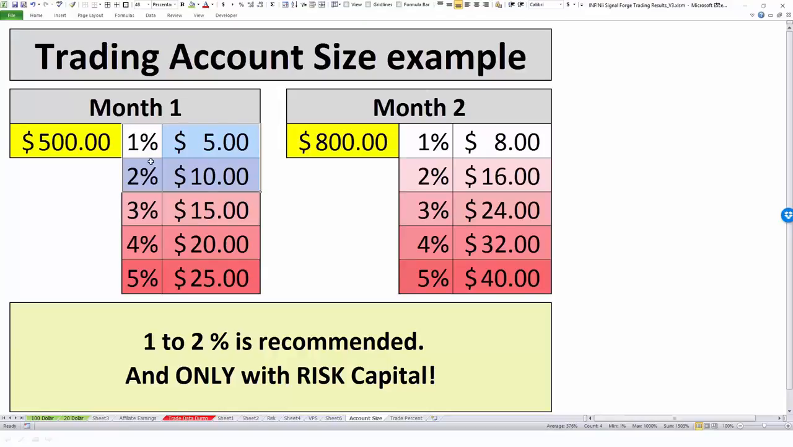Now the given rule in trading throughout the world is 1 to 2%. When we did a lot of trading in the past, we were around 2%, and as our accounts got larger we were down to 1%. And when we were managing funds for other people, it was definitely down around the 1%.